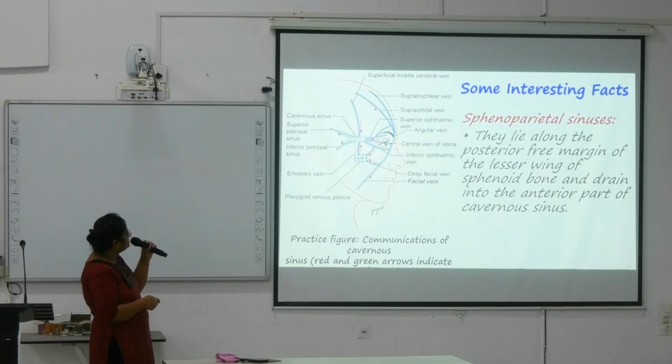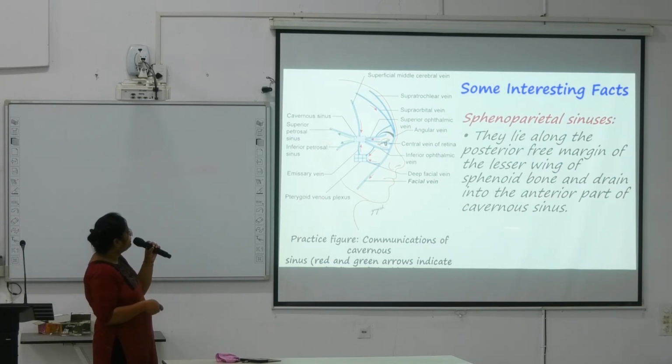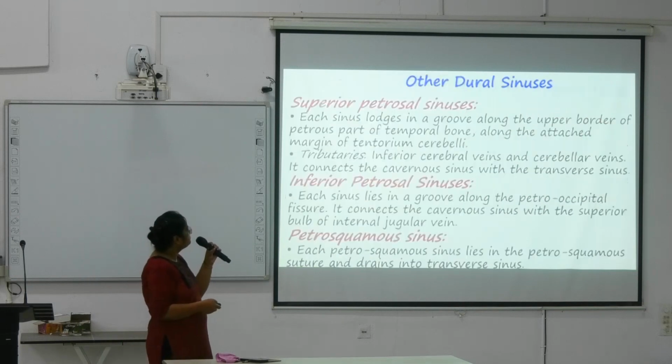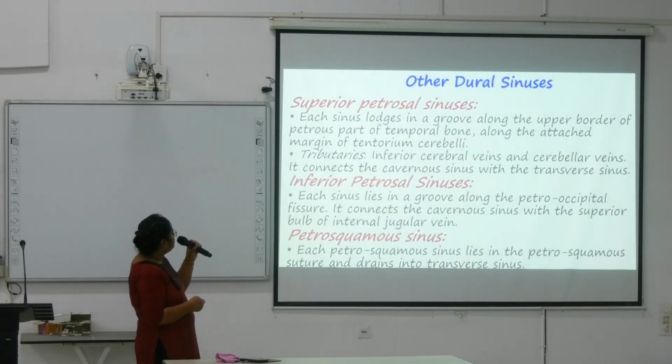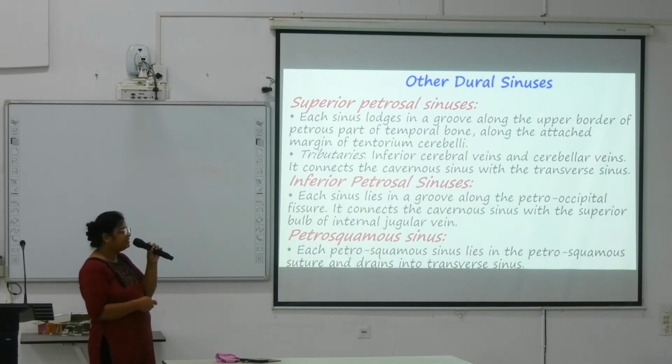Sphenoparietal sinuses. Okay, these lie along the posterior margin of the lesser wing of the sphenoid and drain into the anterior part of the cavernous sinus. Next, these are along the petrous part of the temporal bone: upper margin superior petrosal sinus, lower margin inferior petrosal sinus, petrosquamous sinus.